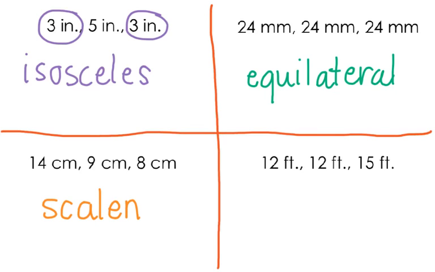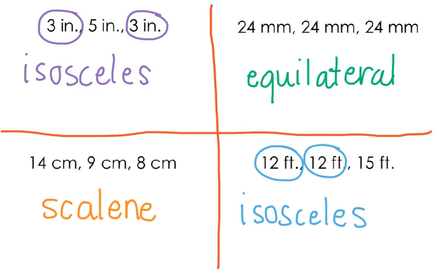And the reason I'm going to write this out every time is just to help you practice hearing the words and seeing the words, because again, this is all about remembering that vocabulary. All right, our last triangle has side lengths of 12 feet, 12 feet, and 15 feet. And again, we'll notice some similarities. I see 12 feet and 12 feet, two side lengths that are the same and one that is different. So again, this would be isosceles.